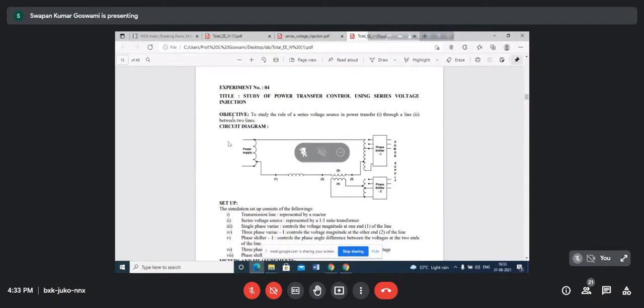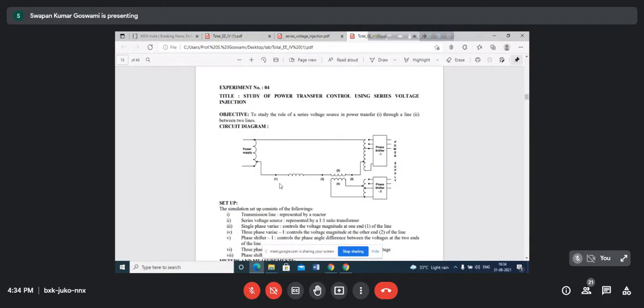Since you cannot have the transmission line in the laboratory, we shall have to develop a model of the transmission line, and the model of the transmission line is basically a reactor. If you consider a short transmission line, it basically consists of resistance and inductance. So if you use an inductor, that will sufficiently represent the transmission line. So what we have done in the laboratory, we have used an inductor or reactor. Since the reactor consists of resistance and inductance, it will represent the short transmission line.